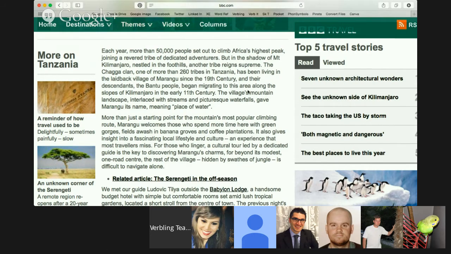Nestled. Nestled in the foothills. Okay, what does to nestle in the foothills mean? Anyone know? Located or placed in the foothills. The foot of the mountain, maybe. Base of the mountain. Very good. We're getting there slowly with lots of comments.